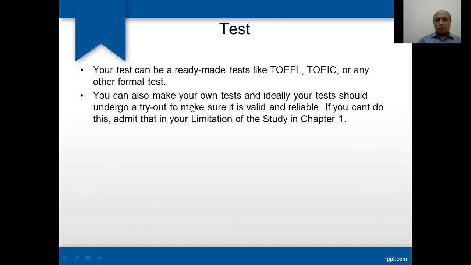Alternatively, you can also make your own tests. And ideally, your test should undergo a tryout to make sure that it is valid and reliable. So before using the test for your real subjects, you have to try it out on some other people, in order to make sure that the test is reliable and valid. And there are means of determining the reliability and validity. But if you cannot do this, that's okay.